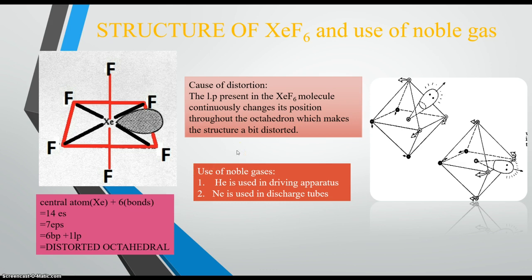Mainly helium. Helium is used in diving apparatus, and neon is also used in some discharge tubes. So these are the main uses of noble gases, especially helium and neon.